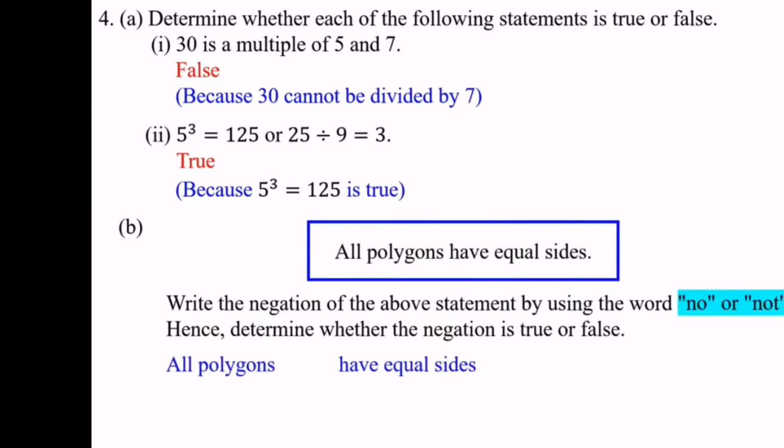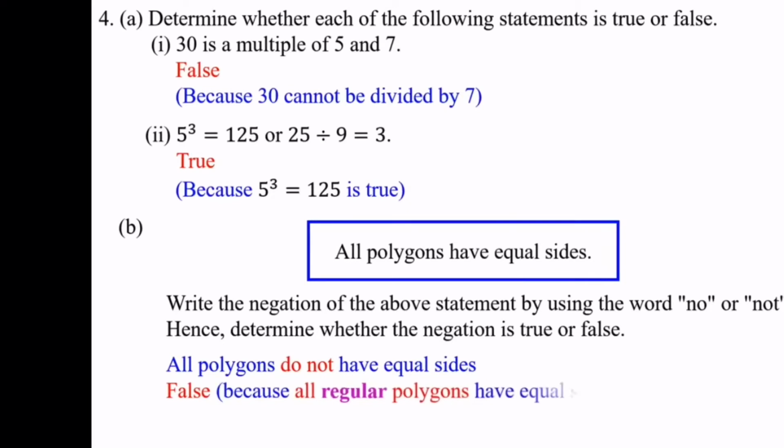So all polygons do not have equal side. This is the negation of the statement. So the negation of the statement is false, because only regular polygons have equal sides. So if it is irregular, the sides of the polygons are not equal. Okay, so this negation of the statement is a false statement. So examples of regular polygons are like hexagon or pentagon, okay, they have equal sides.